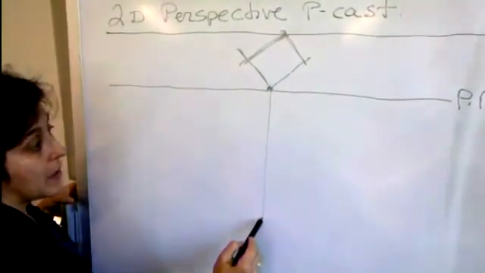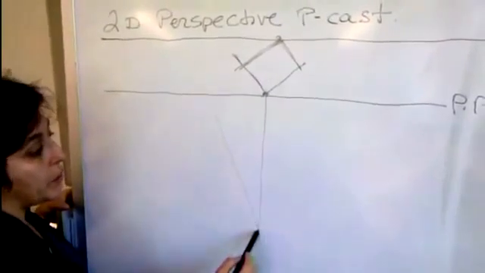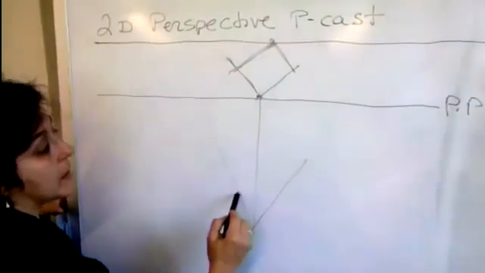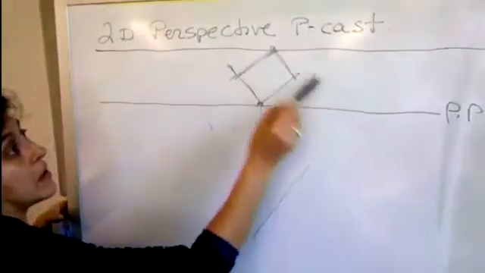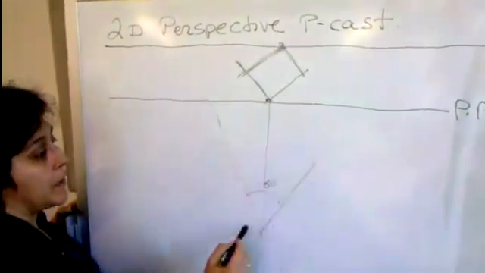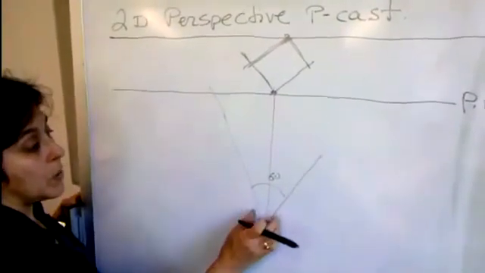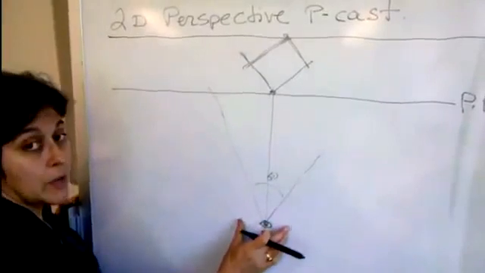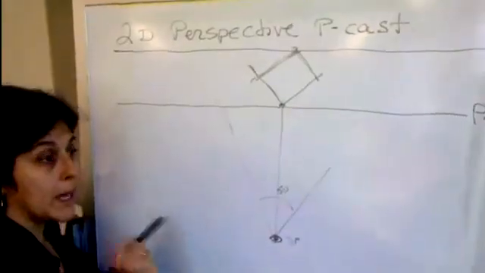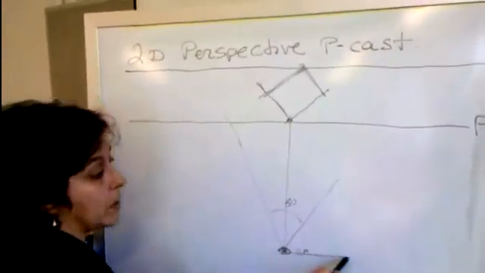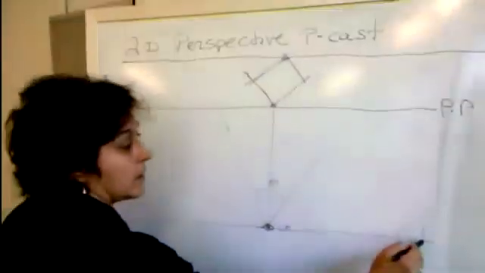You bring that line down until a cone of vision that is 60 degrees encompasses the entire plan above. The point at which you finalize the location for that cone is called your station point, and that's where I draw my eye. Through the station point runs the horizon line.